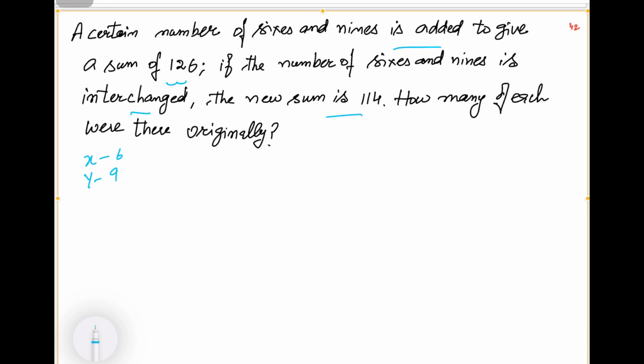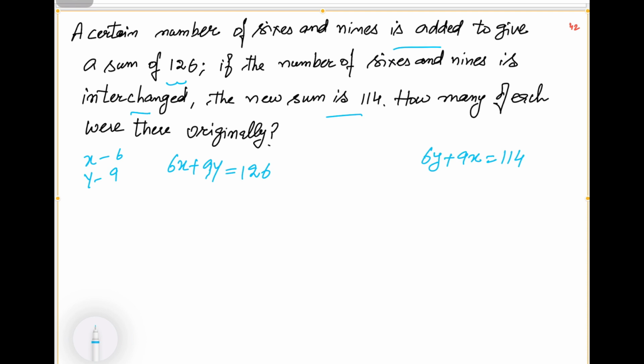So the equation becomes 6x plus 9y equals 126. And in the second part, it has been said that 6s and 9s are interchanged. So the equation becomes 6y plus 9x, and the new sum is 114. So here we have to solve two equations using the method of solution of Diophantine equations. Then the common solution among these two will be our final solution.